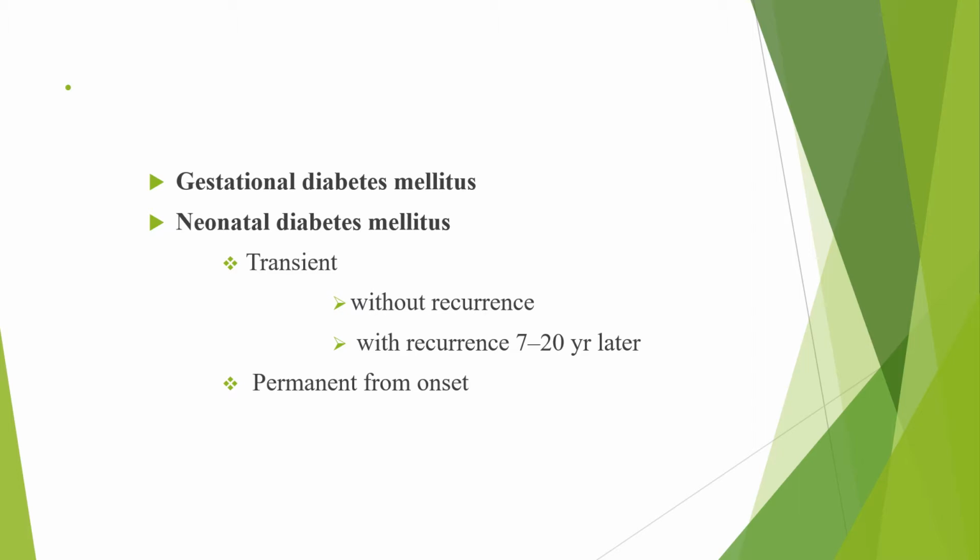The disease is explained by two major groups of mechanisms. The first one is malformation of the pancreas with altered insulin secretion during development or survival, or abnormality in function of existing pancreatic B cells. So, neonatal diabetes mellitus is either transient, which subsides by itself, transient without recurrence, or transient with recurrence, and permanent from the onset.